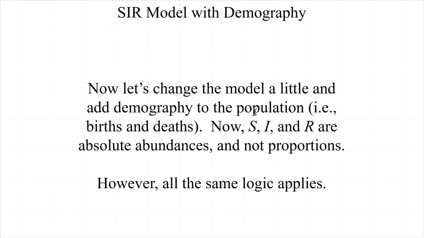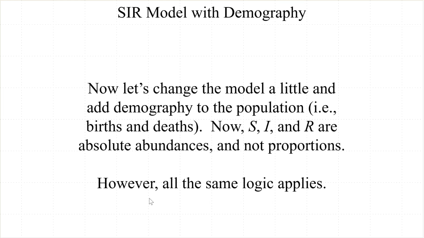So the first thing we need to do is change the way we think about the state variables in this model. So now S, I, and R are not proportions anymore. They're actually absolute abundances. So we're going to keep track of, there are S individuals, and that means there's 862 S individuals and 137 I individuals and 47,000 recovered individuals, right? So these are numbers that are not between 0 and 1, not proportions, but they're absolute numbers of individuals in the host population that we're keeping track of.